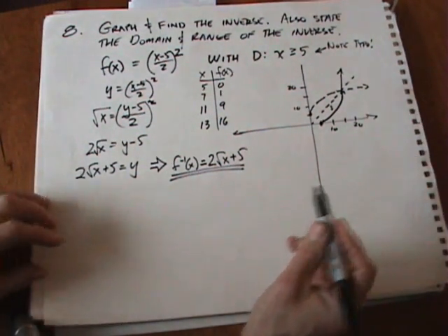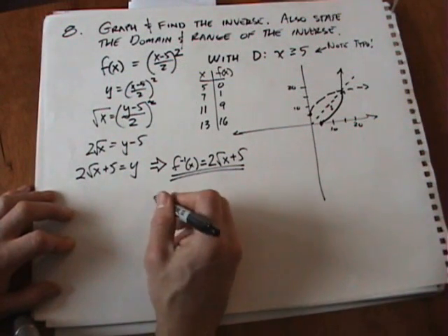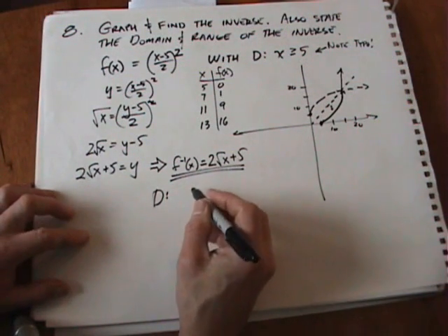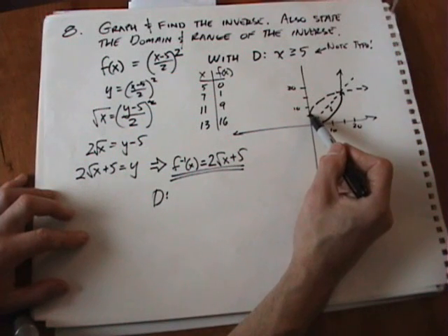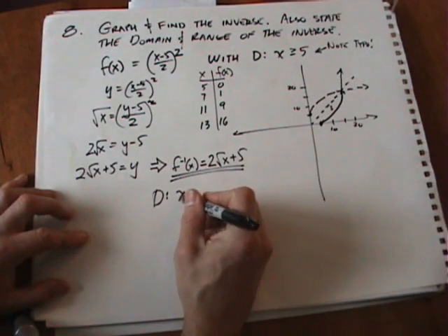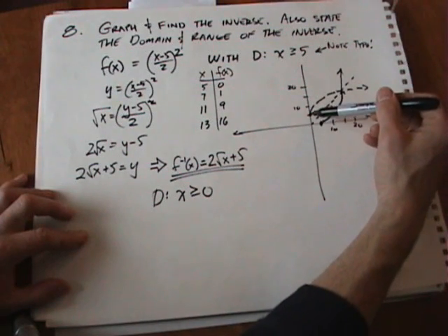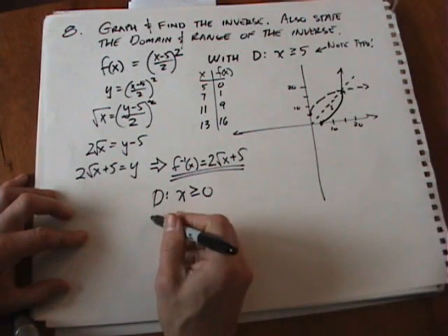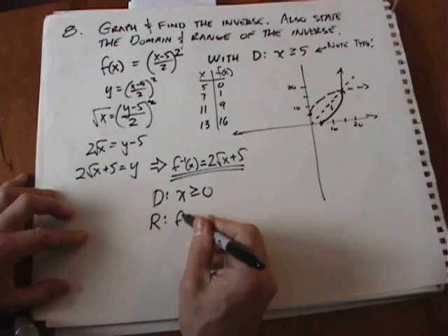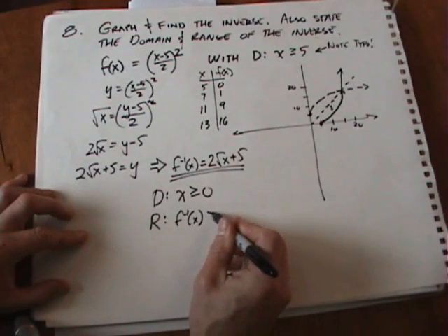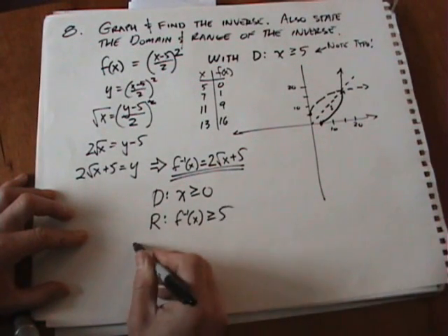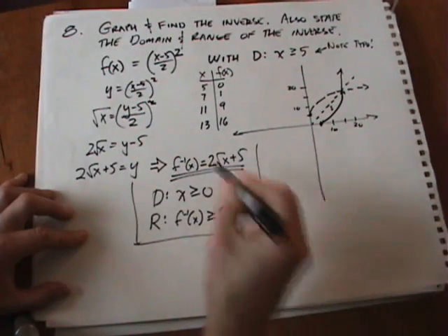Alright? The domain for this is going to be all x values greater than 0, so x is greater than or equal to 0, and then the range, my values coming out, are going to be only greater than 5. So the range is f minus 1 of x must be greater than or equal to 5. Okay? That's that right there, the whole thing.